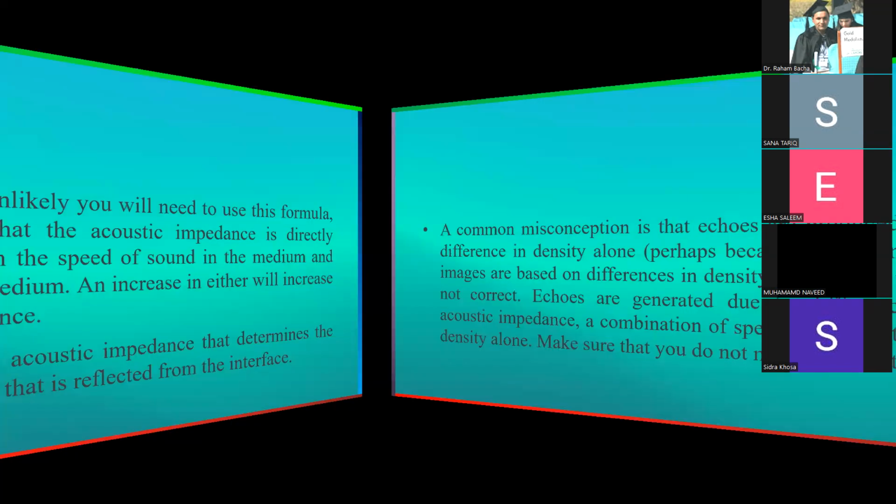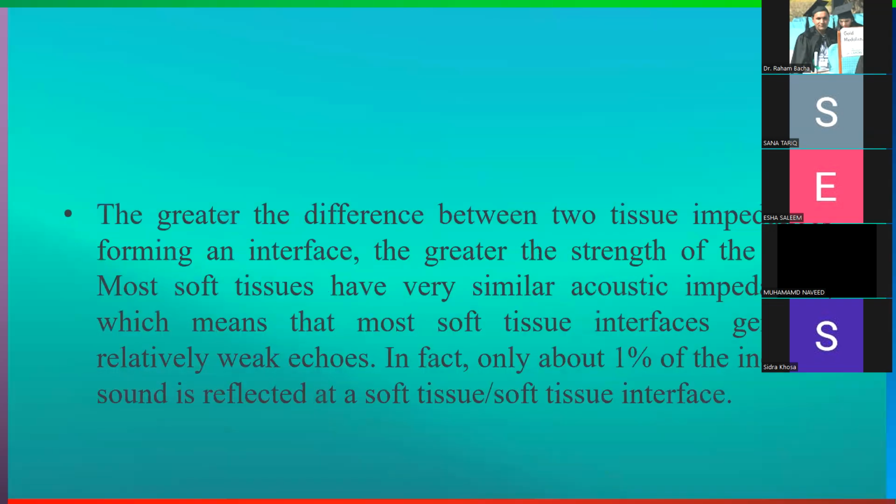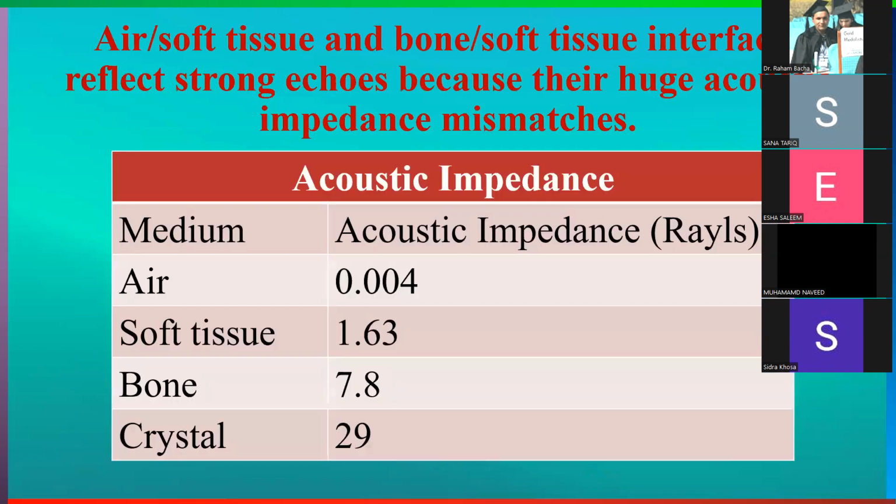For examination or explanation purposes, you should know the acoustic impedance of a few media. For example, the acoustic impedance of air is 0.004, of soft tissue is 1.63, of bone is 7.8, and of crystal is 29. The acoustic impedance of every medium is different from each other. Even the acoustic impedance of soft tissue to soft tissue is also different, with a little difference.